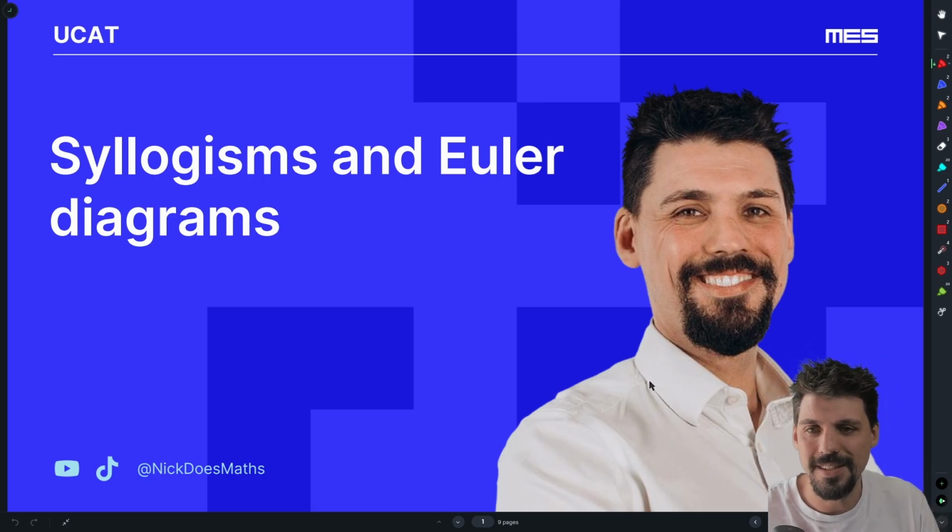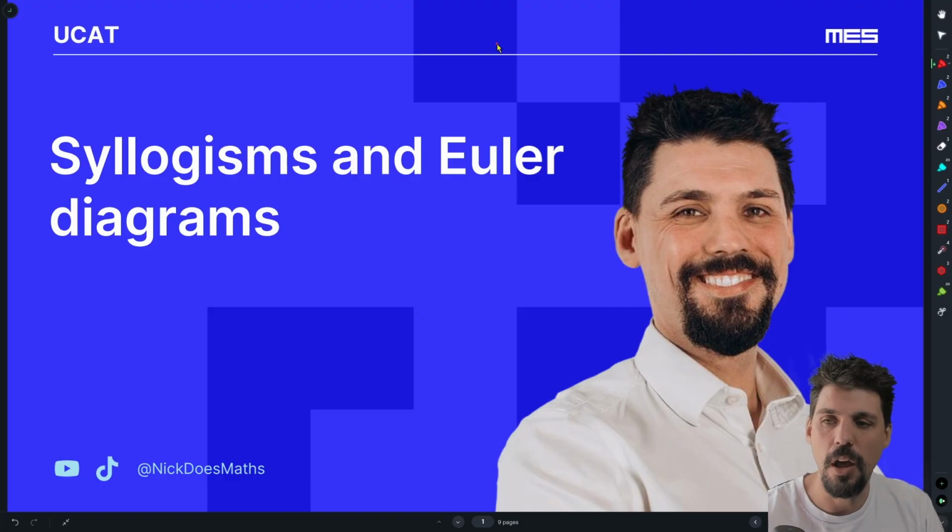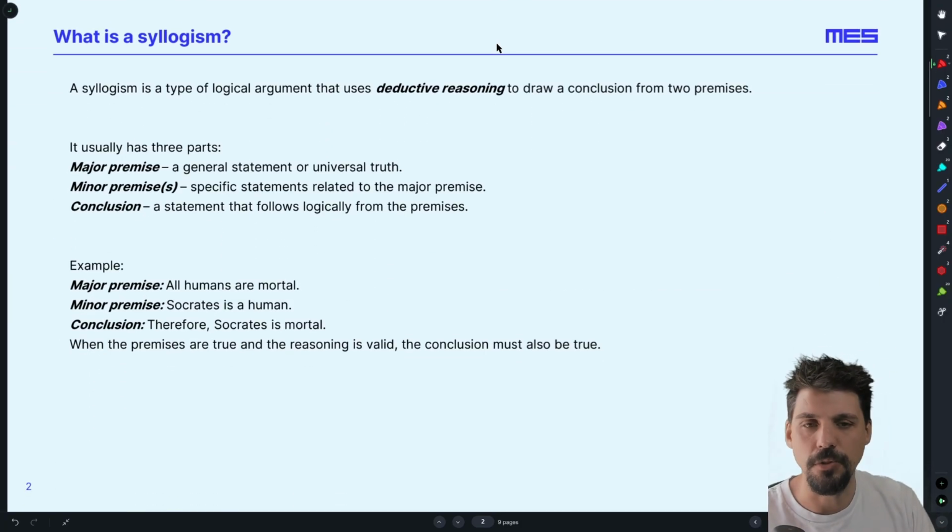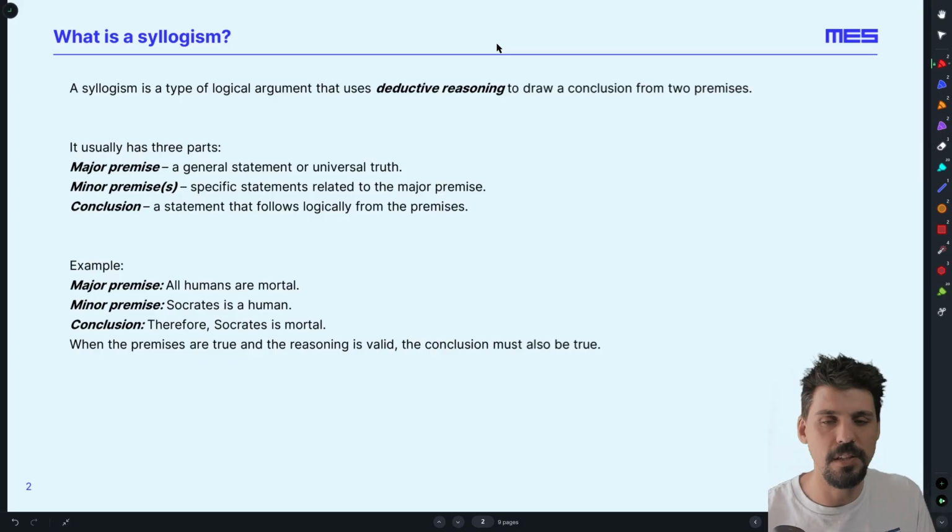Let's discuss syllogisms and how we can use Euler diagrams in order to help us make some logical deductions. Right, carrying on our explainer videos here to help us through the UCAT. So first of all, what is a syllogism?